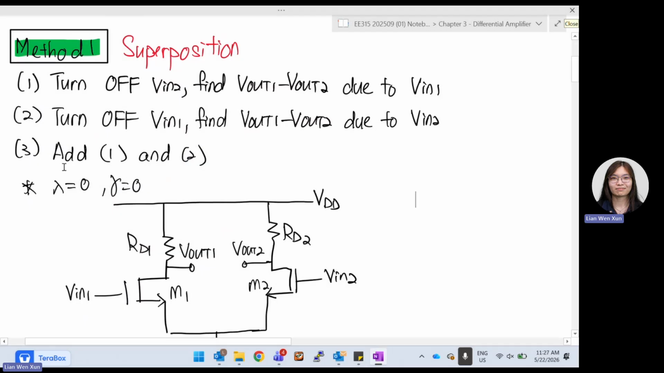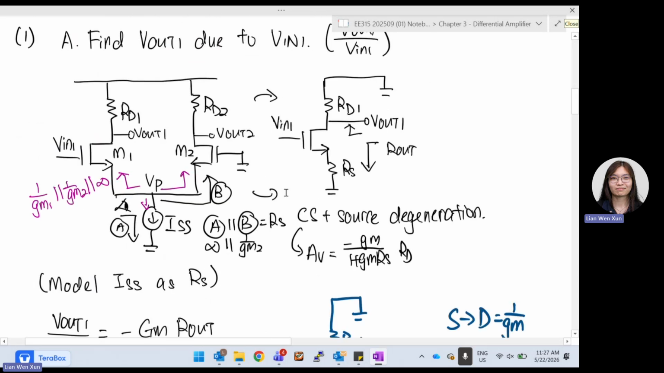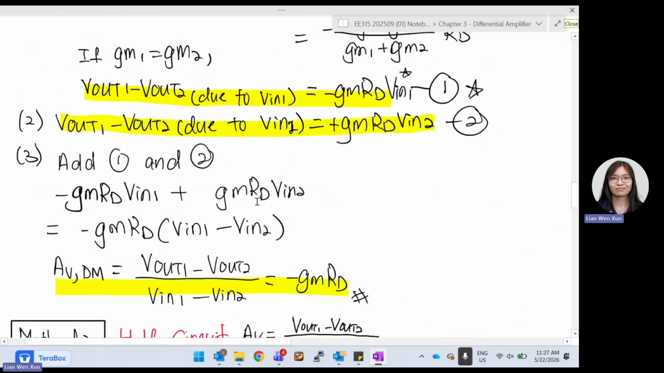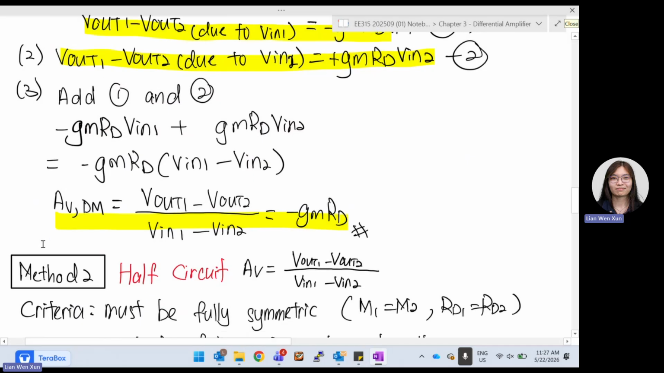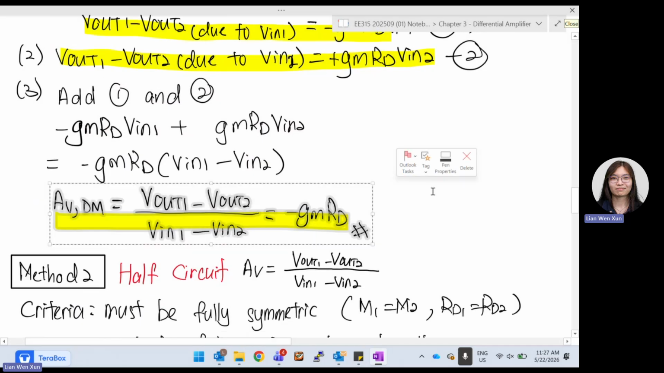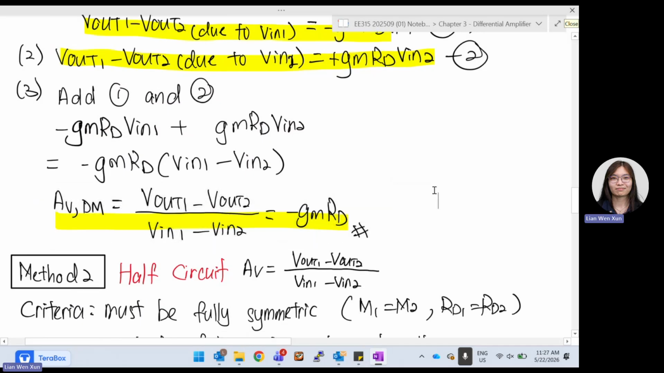And then it says the third step is just add number 1 and number 2 together. So we go to the next step. V out 1 minus V out 2 due to V in 2, now it will just be positive GMRD V in 2. And then we add both of them together. You find out your differential gain. It is just negative GMRD. We go all the way around, ended up, we find our answer to be negative GMRD.